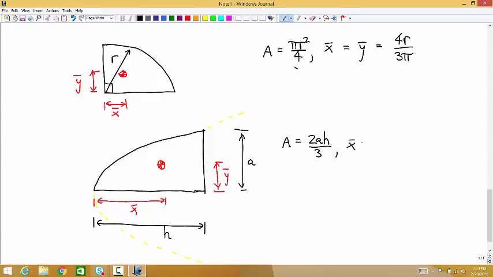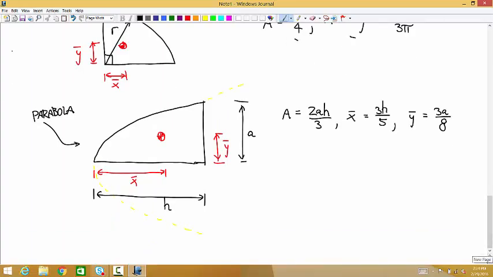X bar is 3H over 5. And Y bar is 3A over 8. Is this an ellipse or is it like a parabola? It's a parabola. Do you need a pi? No, not with a parabola. It's going to be great. Okay, so those are the ones we're going to use.